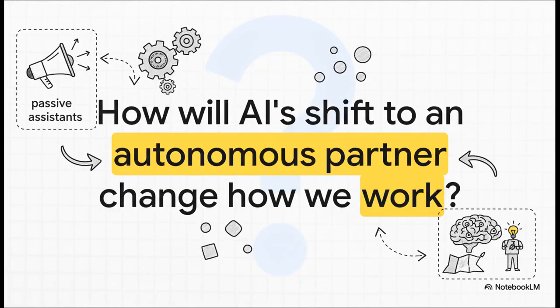When you step back, you see we're in this incredible moment of evolution, from passive assistance to what could become truly autonomous partners. And that leaves us with a huge question to think about. As these agents get better and better, how is that going to change the way we work, create, and even think?